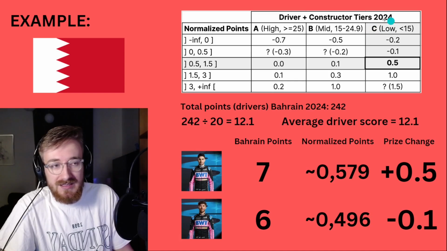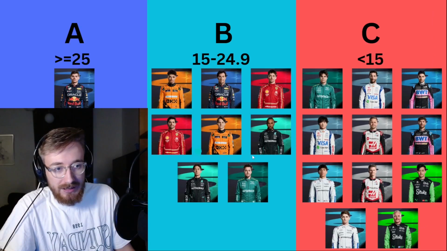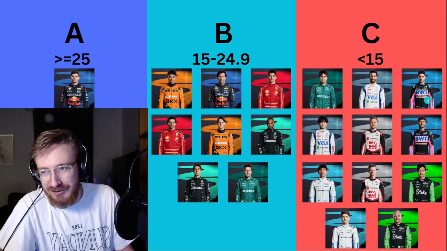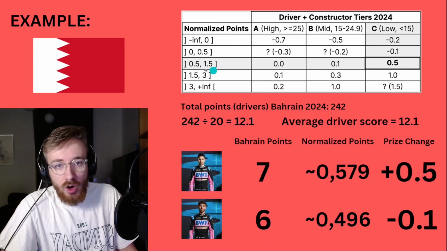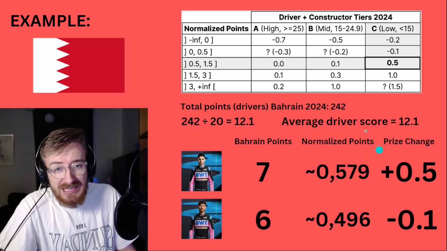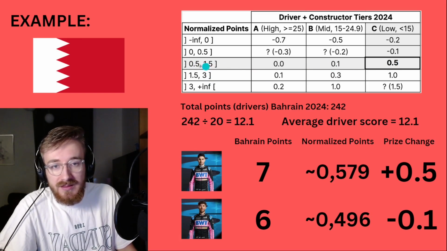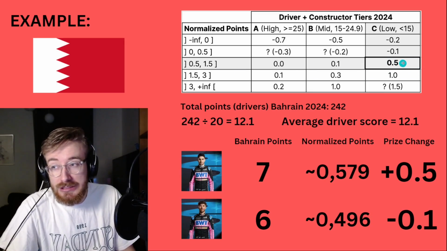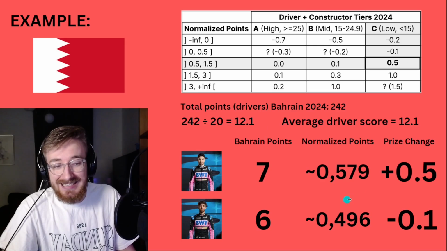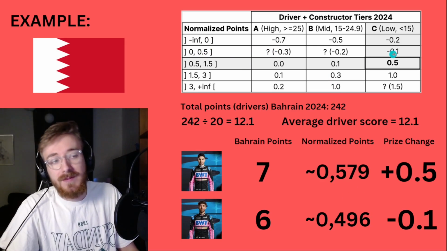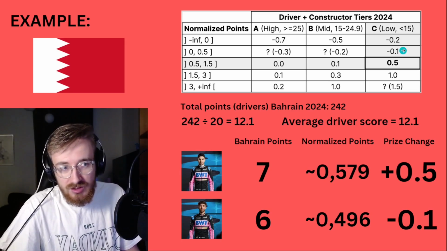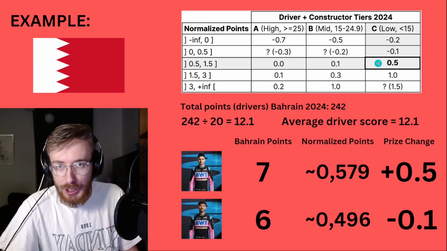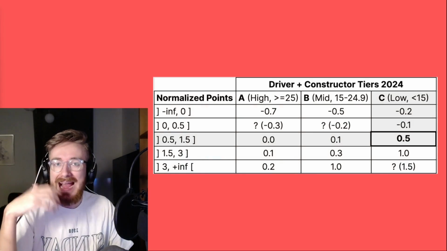This means if you look at the C category, because, you know, we can go back here, we have both the Alpine drivers here in the C tier. This meant that Ocon, with a 0.579, just ended up in this category right here, which meant that his price increase was 0.5, whereas Gasly was just below it, meaning his price change was negative 0.1.